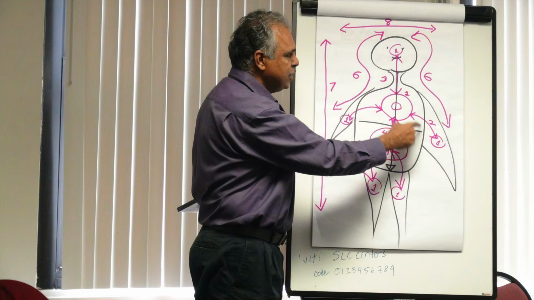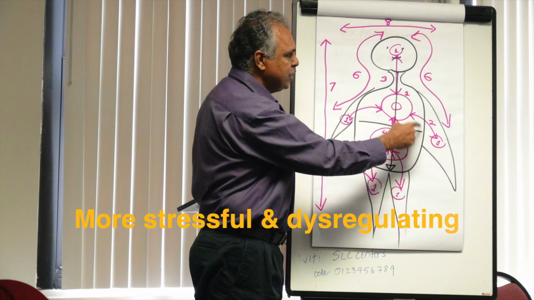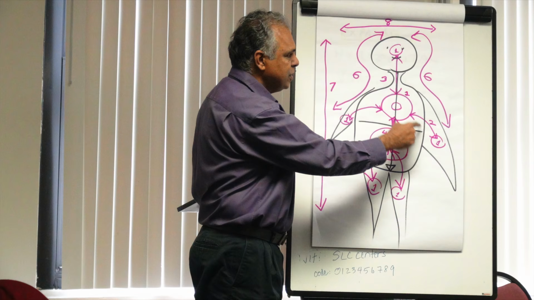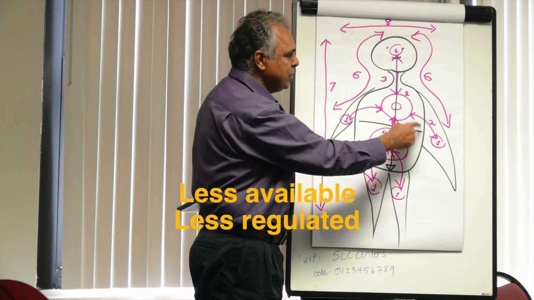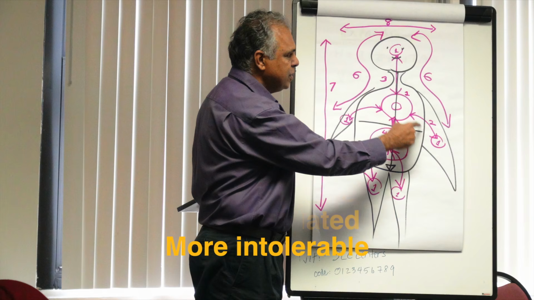When emotion is confined to one part of the body or a few parts of the body, because an emotion can be potentially experienced in as much of the body as possible, the limited parts of the body that the emotion is confined to make it more stressful, more dysregulating to the body in those parts, making the emotion less available, less regulated, and more intolerable. So that is the basic logic. The logic is simply as follows.